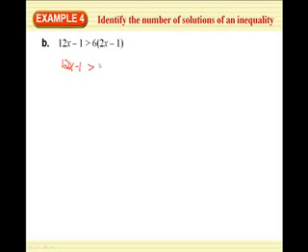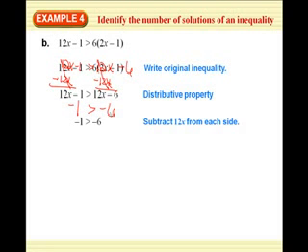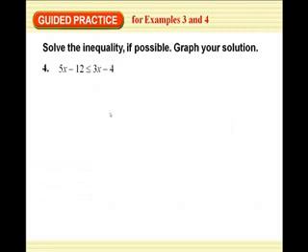12x minus 1 is greater than 12x minus 6. Minus 12x, get all the x's on one side, but look what happens when I try to do that. Negative 1 is greater than negative 6, and in this case, that is true. Okay, so that one's good.